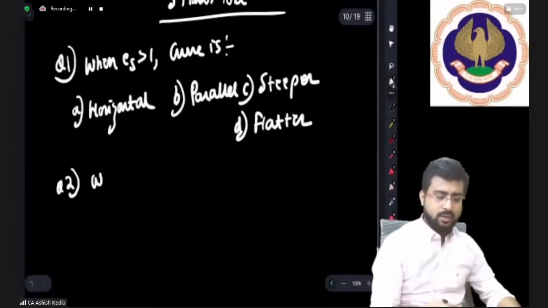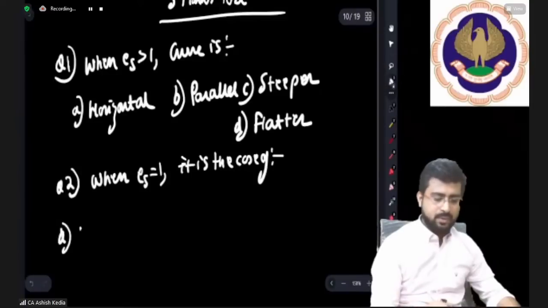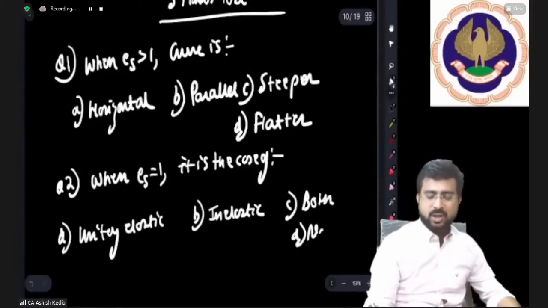Next question: when elasticity of supply equals 1, it is the case of A, unitary elastic, B, inelastic, C, both, D, none.